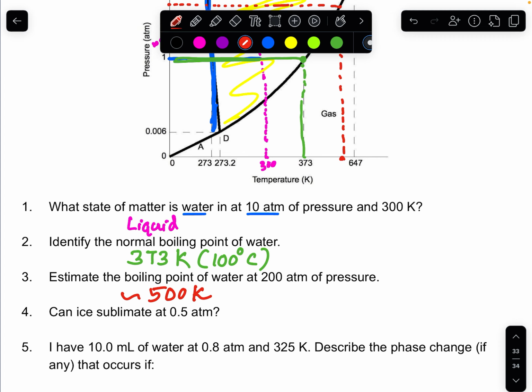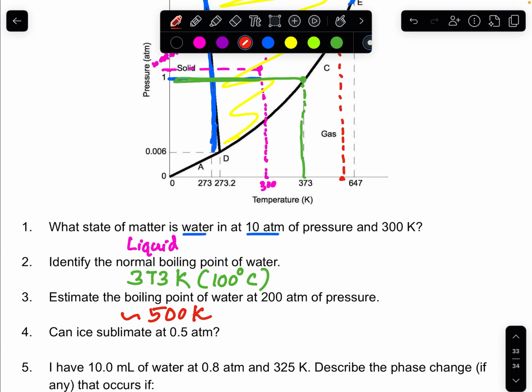Okay, now can I sublimate at 0.5 atm? Okay, let's see. Sublimation is a process of changing from what to what? From a gas directly into a solid. So this is a region where sublimation is happening.